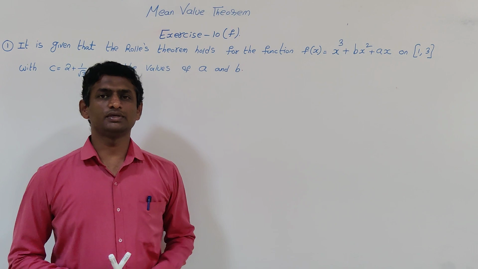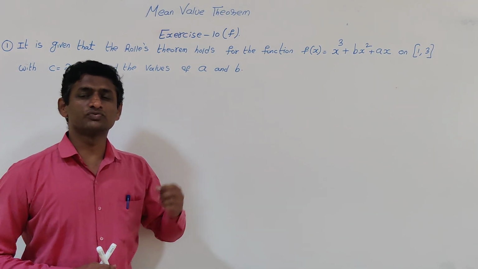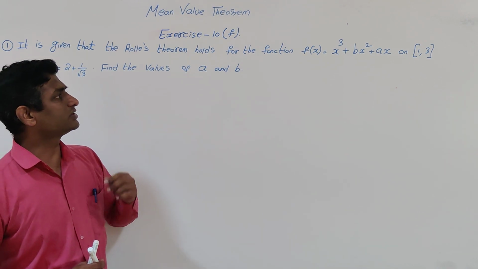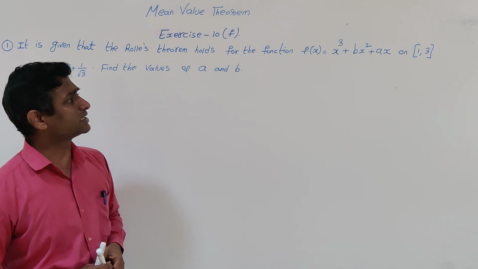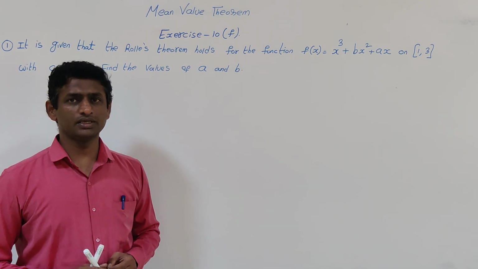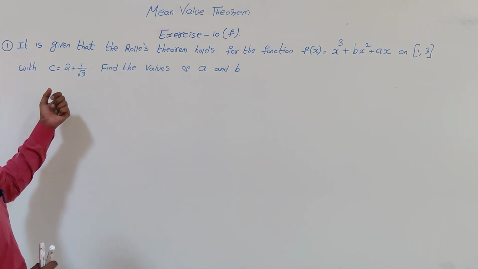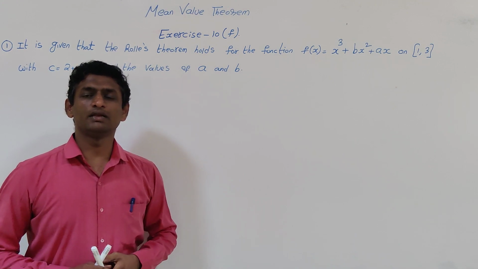So the first problem is: it is given that Rolle's theorem holds for the function f of x equal to x cube plus b x square plus a x defined on the closed interval 1 comma 3, and c is equal to 2 plus 1 by root 3. Then find the values of a and b.